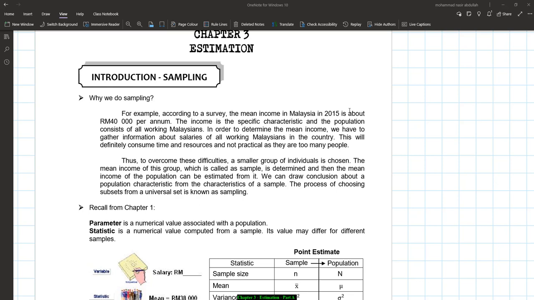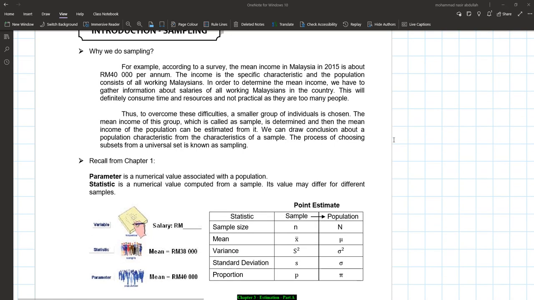So now, why do we do sampling? Because we have a very large population and we don't have enough cost and labor to collect all the members in the population. So that's why we do a sample, right?